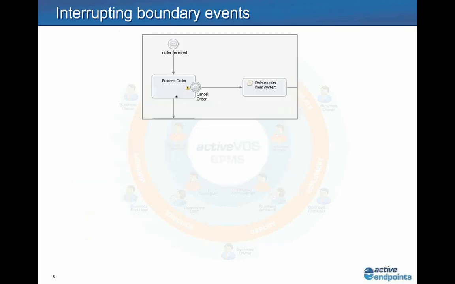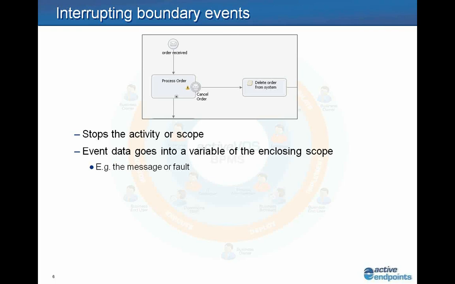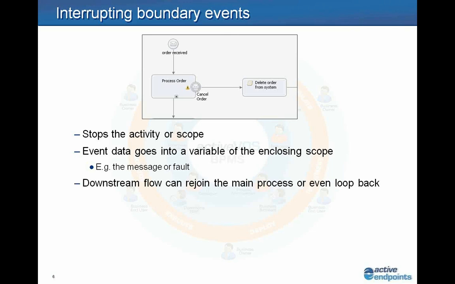Next is interrupting boundary events. So these stop the activity or scope that they're on the boundary of. The event data goes into a variable of the enclosing scope. There has to be a variable somewhere around in whatever the process or scope is that you're using, and the data will be given to that, such as a message or fault data.